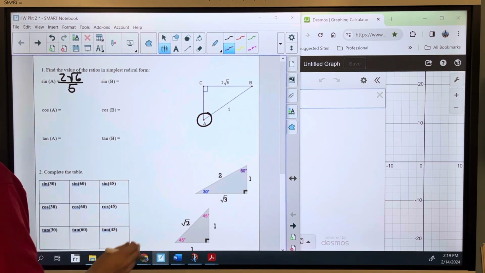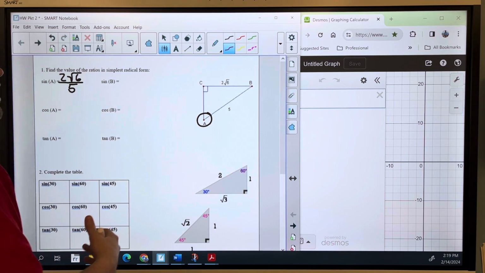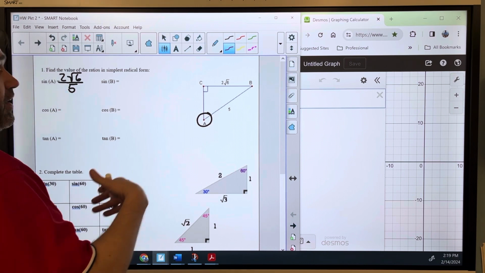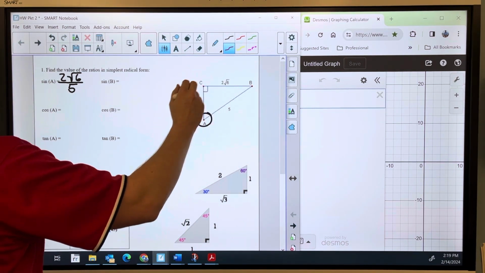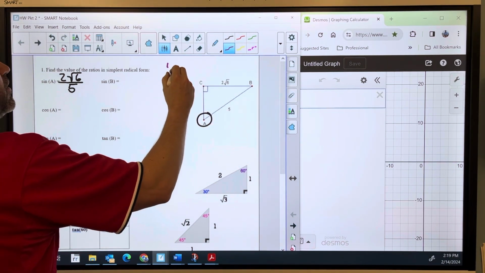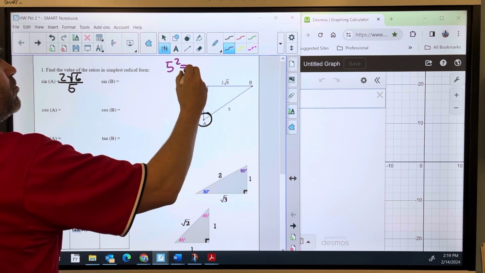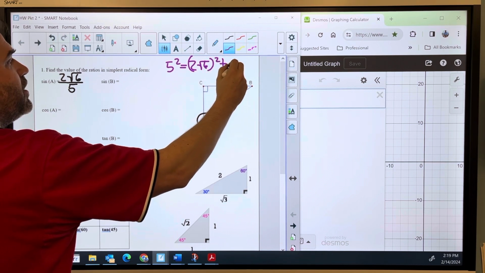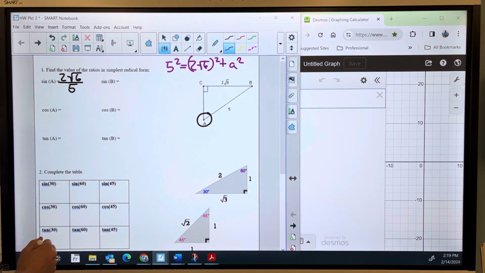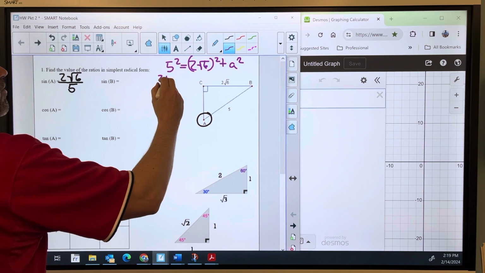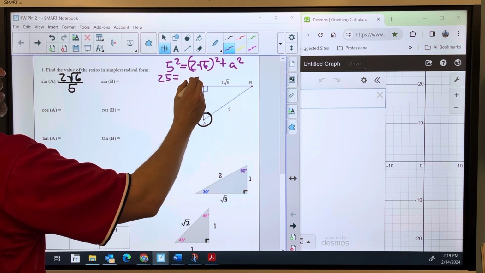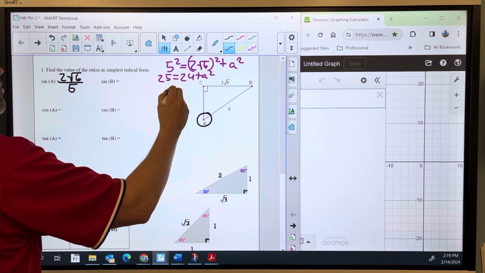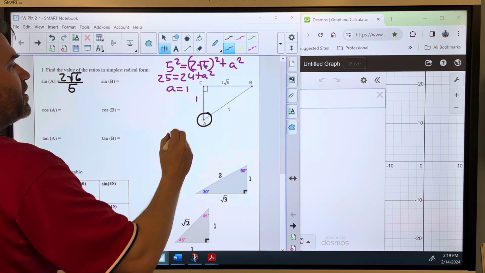I don't know the adjacent yet, so I'm going to have to solve this triangle using Pythagorean theorem, since I don't know if it's a 30, 60, 90, or 45, 45, 90, or none of the above. So we're going to go 5 squared equals 2 root 6 squared plus, we'll call it A squared. 5 squared is 25. 2 root 6 squared is 4 times 6 or 24 plus A squared. So right away we know that A equals 1. So that side is 1.